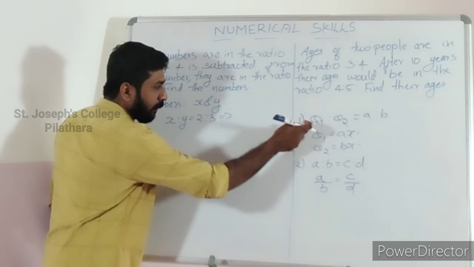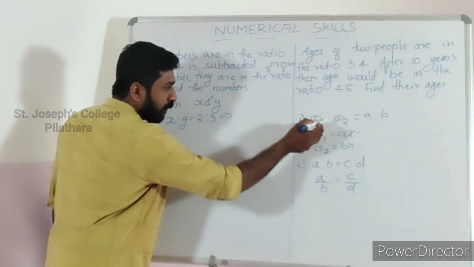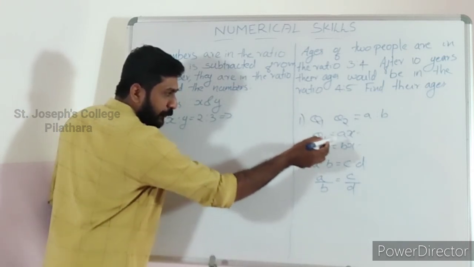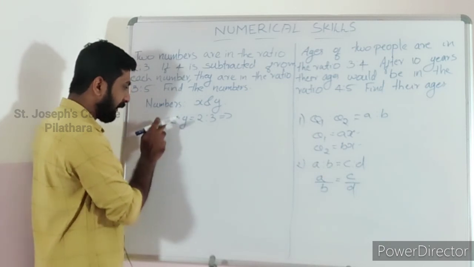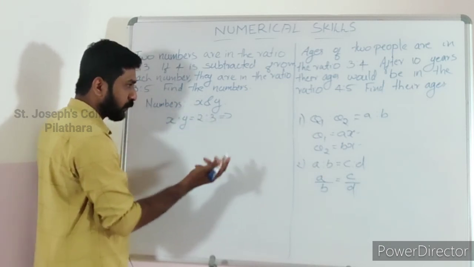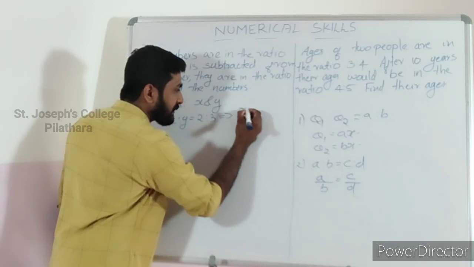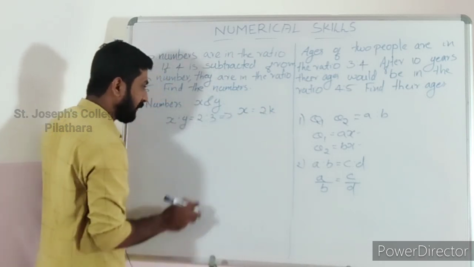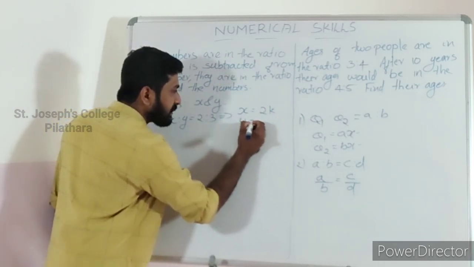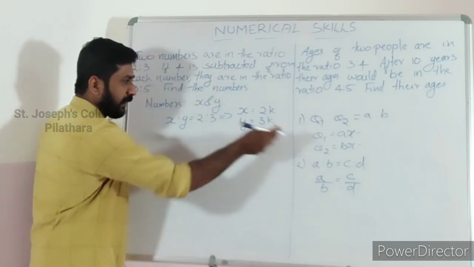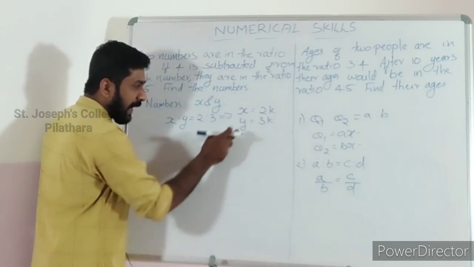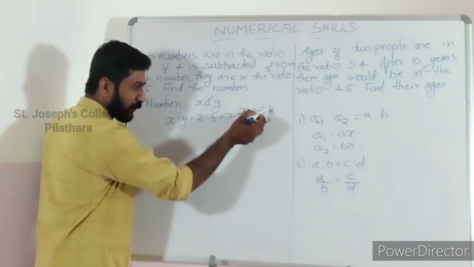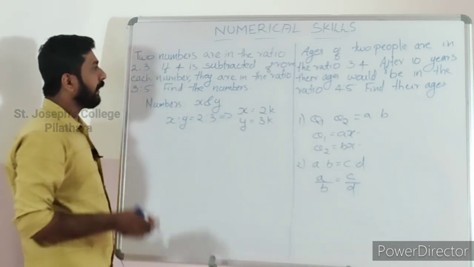From the first property, if Q1:Q2 is equal to A:B, you can take Q1 as AX and Q2 as BX. From that property here, X:Y is equal to 2:3, so you can take X as 2K, using the variable K instead of X, and Y as 3K. We got the two numbers: the first number is 2K and the second number is 3K.